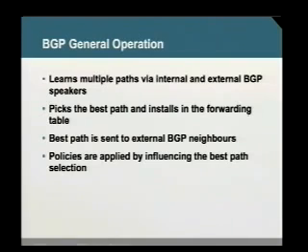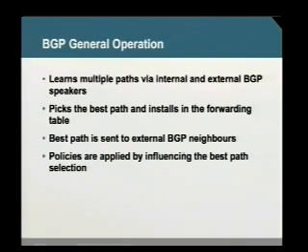BGP's general operation is by learning multiple paths via internal and external BGP speakers. An internal BGP speaker is a router inside your network. An external BGP speaker is a router in somebody else's network, an adjacent network. BGP will pick the best path and install that path in the forwarding table. How it picks the best path, we'll cover in a little while. The best path is also sent to external BGP neighbors as well. So the router will figure out the best path, and it will tell its neighbors what the best path actually is.